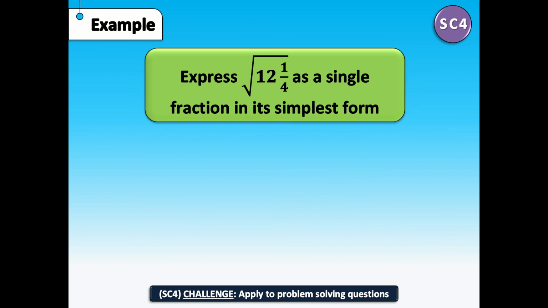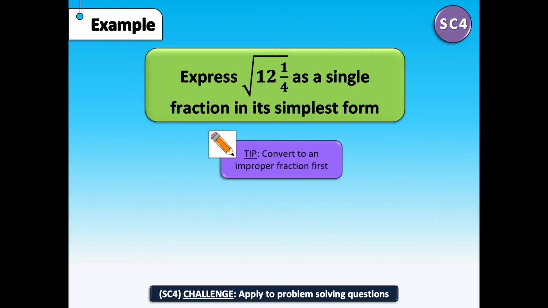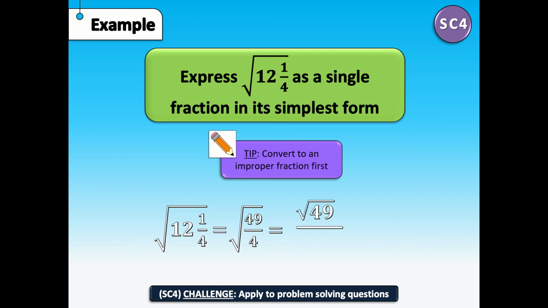In this question, we want to do the square root of 12 1/4. So to be able to do this, we need to convert 12 1/4 into an improper fraction first. So that would be 49 over 4. So we square root 49 and we square root 4. So that's 7 over 2.